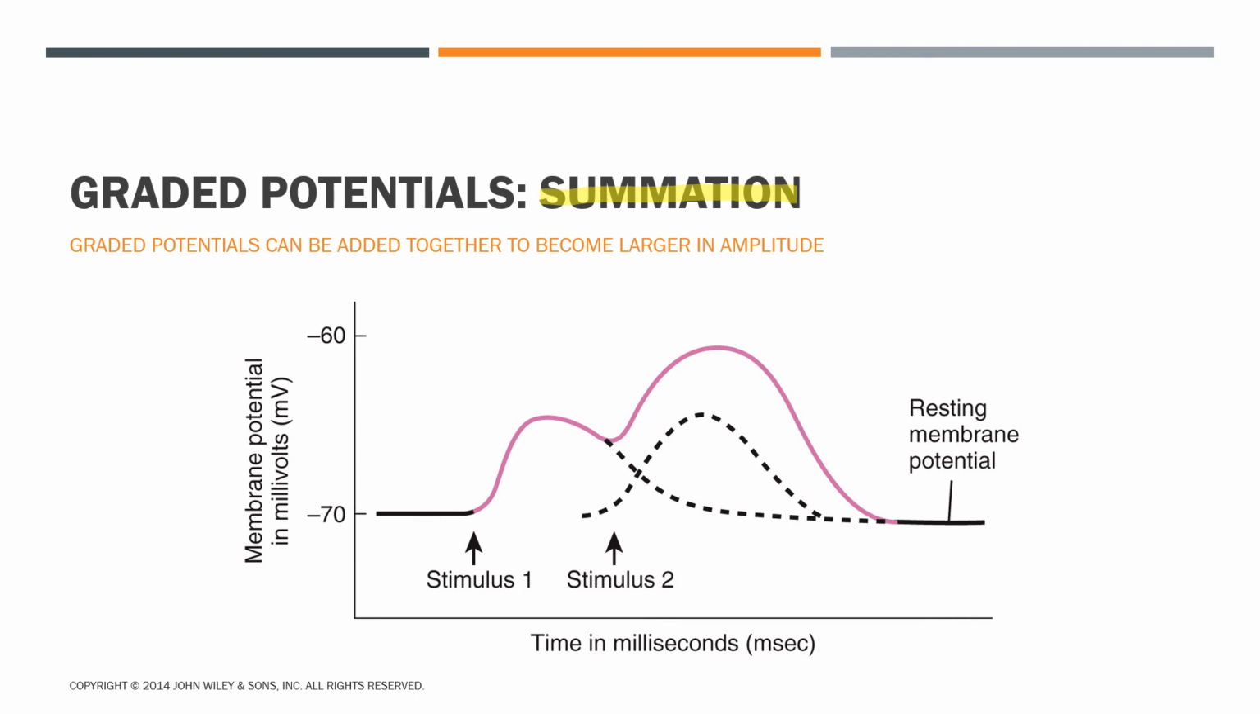So in this diagram, this first stimulus causes this little graded potential, but as you can see, it very quickly starts to die off. And then we have this stimulus 2, that as it dies off, the second stimulus causes an increase in that graded potential, and causes it to stay around for longer before coming back down to the resting membrane potential.